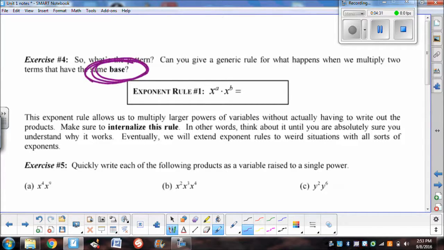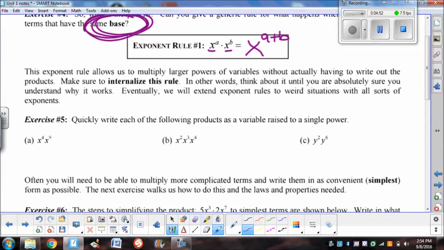The same base. That is an absolute key piece of information. Notice this is x to the a times x to the b. They both have a base of x, and their exponents are different. So the base has to be the same, and then when you're multiplying, what do you do with exponents? You add them. Okay, so that is a huge rule.